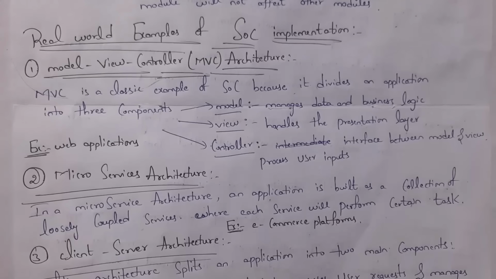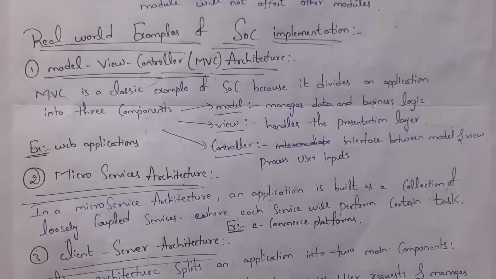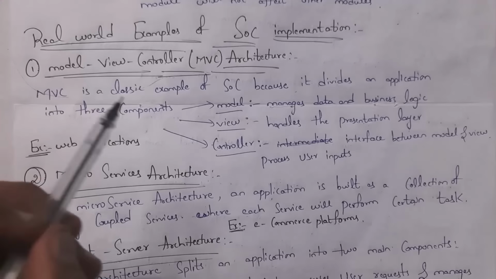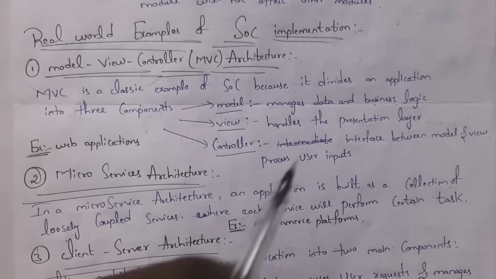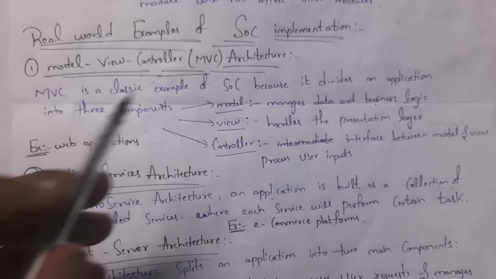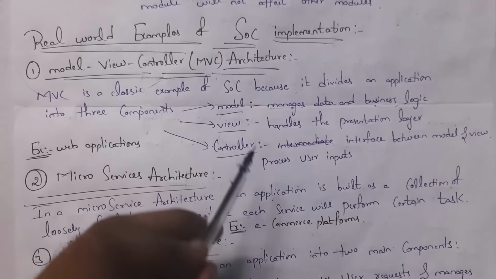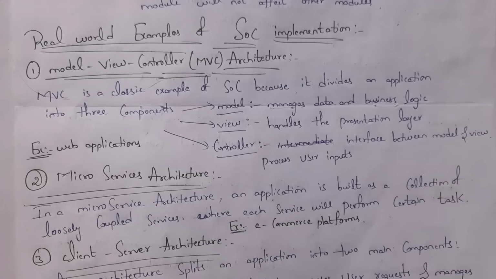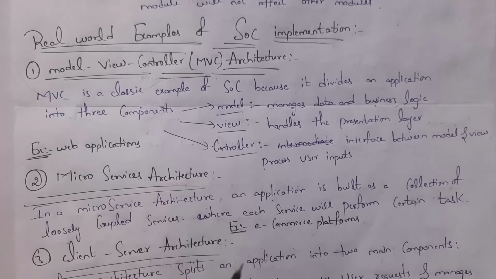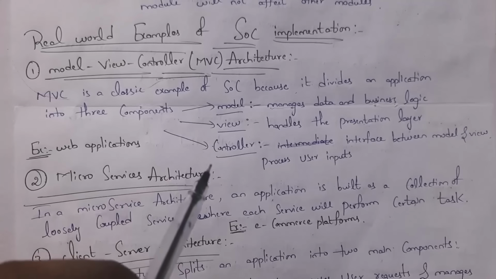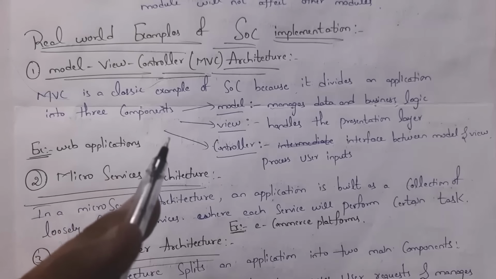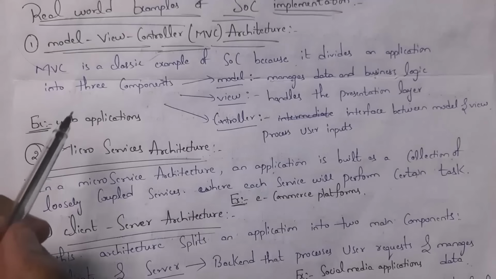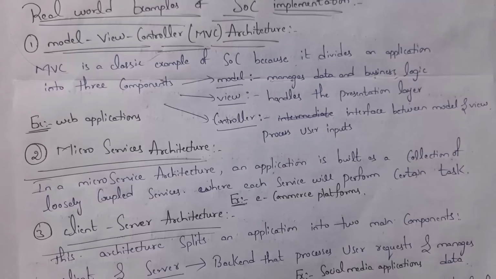These are some real world examples where separation of concerns is implemented. The first one is the model view controller architecture. MVC is a classic example of separation of concerns because it divides the application into 3 components. The first one is model, next one is view, and next one is controller. The model manages data and business logic, the view handles the presentation layer, and the controller acts as an interface, that is, a middle layer between model and view. This controller will process inputs. Web applications are examples of model view controller architecture.